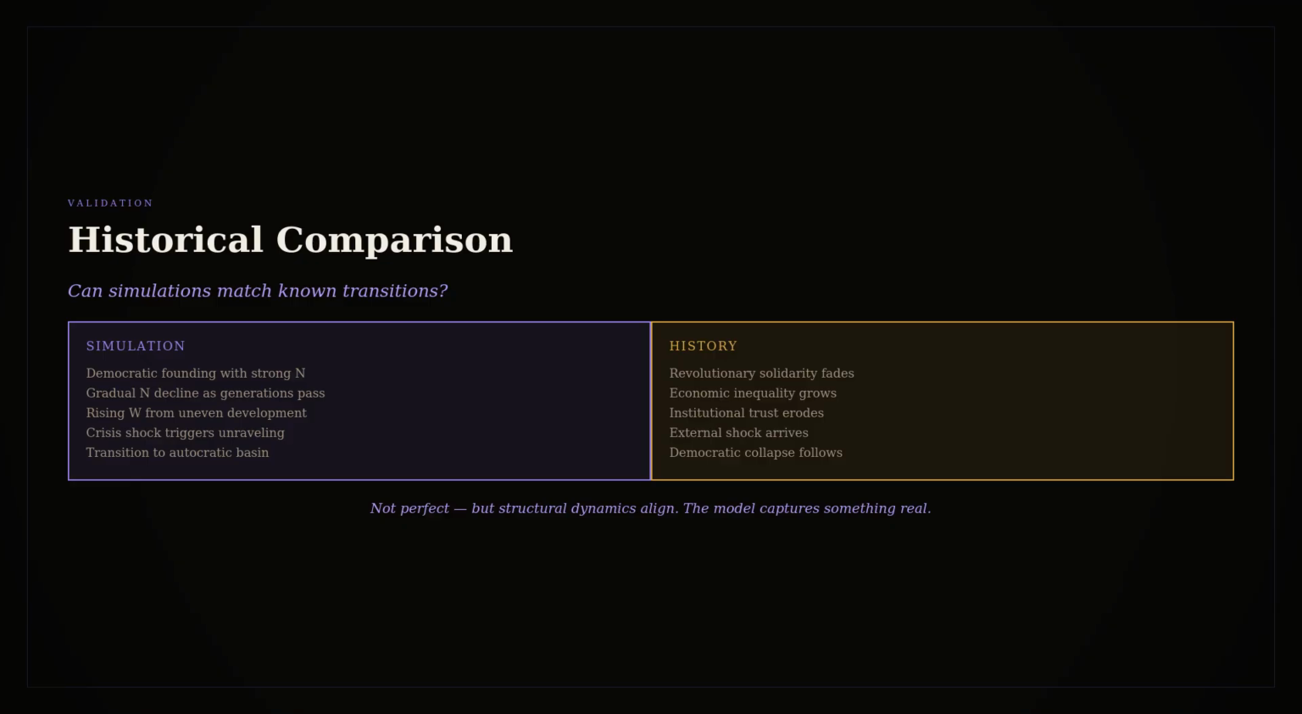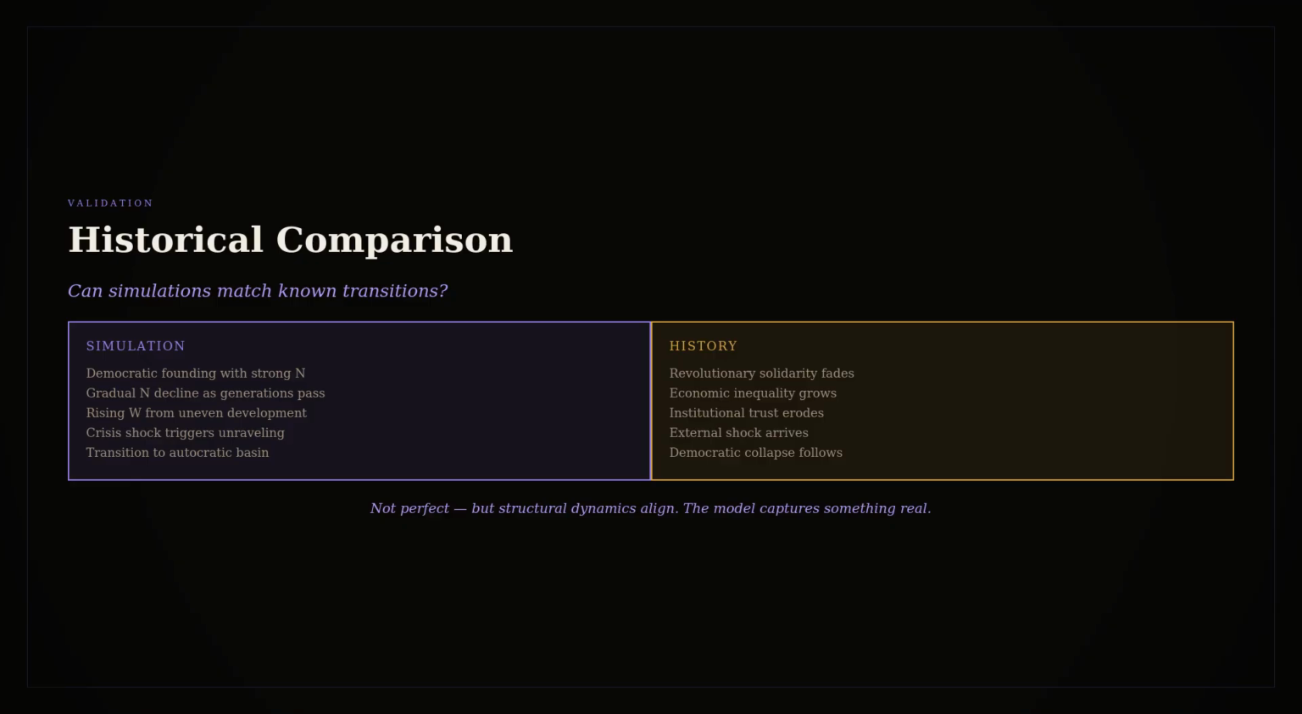The simulation tracks the historical trajectory surprisingly well. The democratic period, the gradual decline in N as the revolutionary generation passes, the rising W as economic development proceeds unevenly. Then, the crisis. In both simulation and history, a shock triggers rapid unraveling. N collapses, E surges. The system crosses into the autocratic basin. The match isn't perfect. History has accidents and personalities that no model captures. But the structural dynamics, the underlying forces, align.